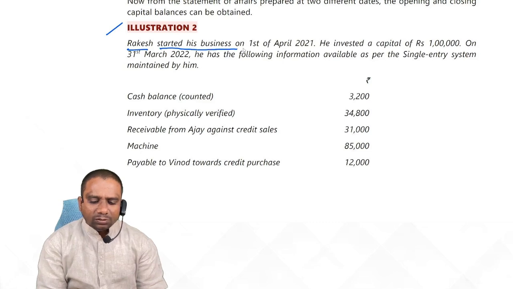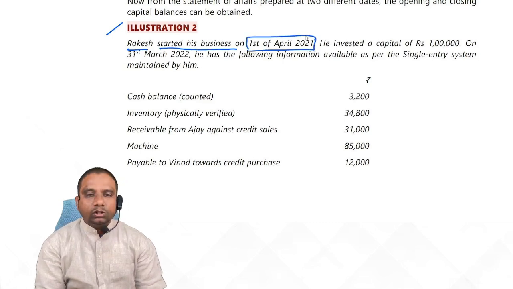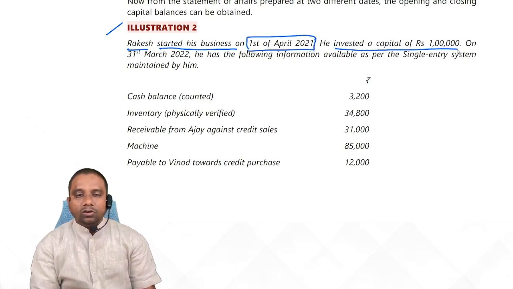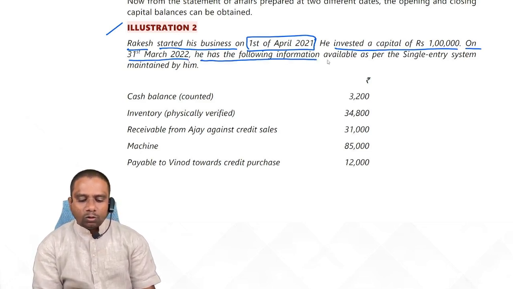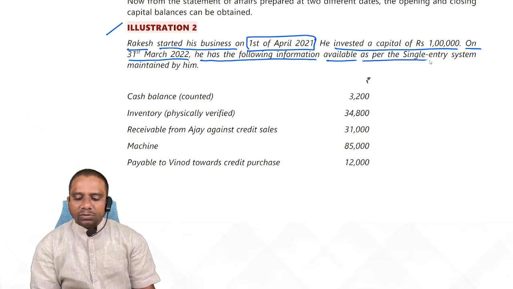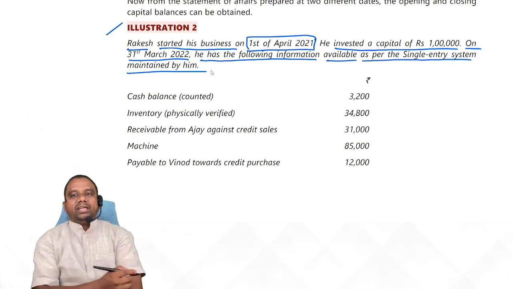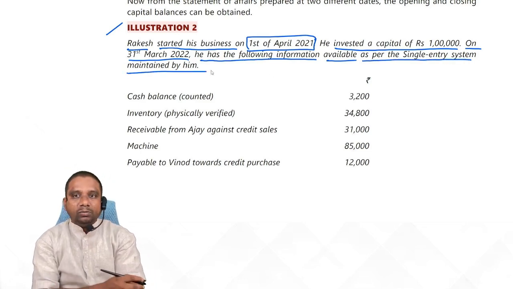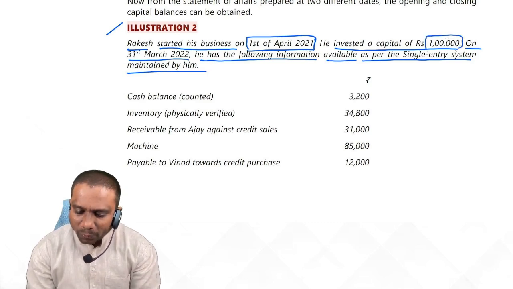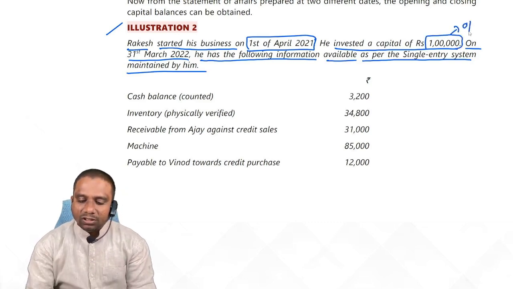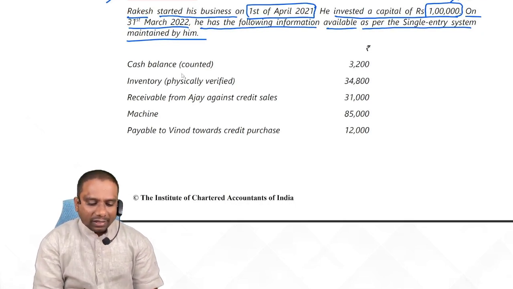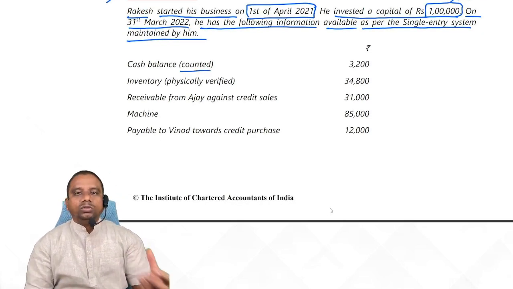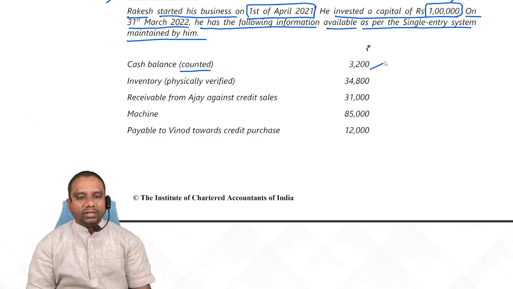Rakesh started his business on 1st April 2021. He invested a capital of 1 lakh. On 31st March 2022, he has the following information available as per the single entry system maintained by him. This 1 lakh is nothing but opening capital, students. Now look at cash balance. We have counted the cash balance, 3,200.